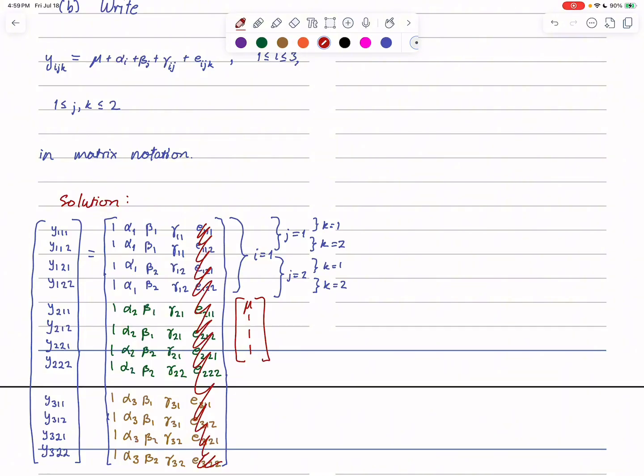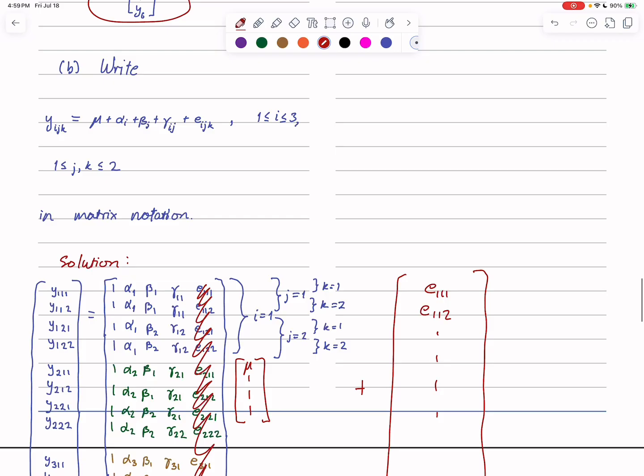And then off to the side, we would add the vector of random variables, right? Because we always want to write the random part as its own separate term. So this would be E111, E112, and so on. I'm going to just indicate that it goes and so on down to E322. Anyway, okay, but let me explain how I developed this.